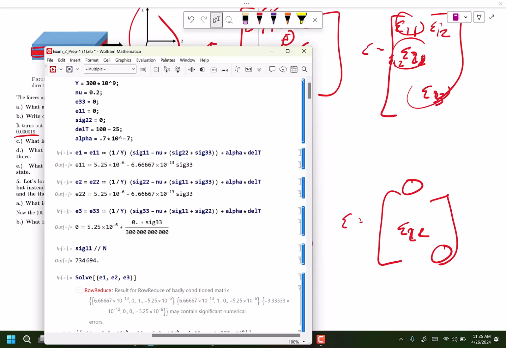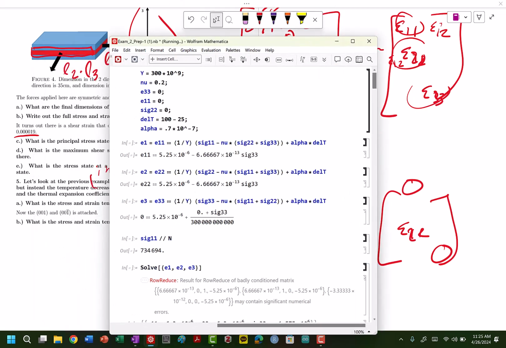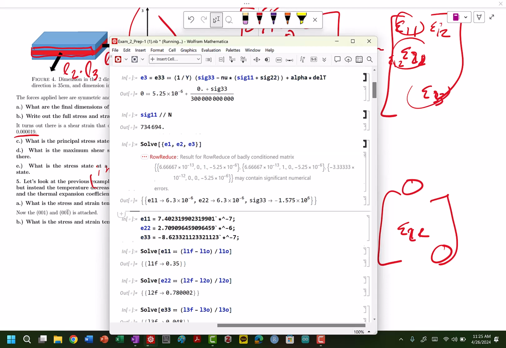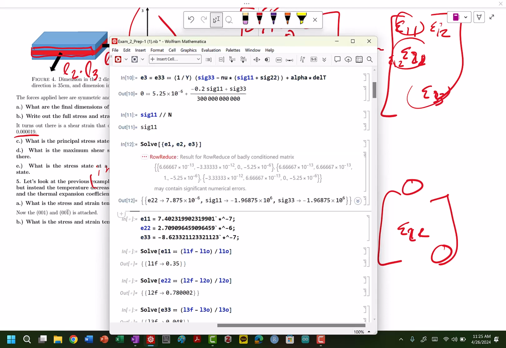So we should expect that the stress in the 1, 1, stress in the 3, 3 should be negative. Strain in the 1, 1, strain in the 2, 2 should be positive. Let's see if that's the case. And if it is, we've successfully completed definitely the most difficult problem set in this course. Negative, negative, fantastic. And they're symmetric, perfect.